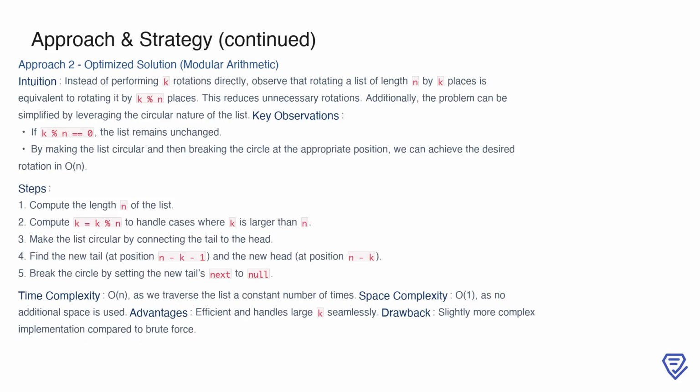The process involves first calculating the length of the list, n, and then computing k equals k%n. By connecting the tail of the list to the head, we create a circular structure.